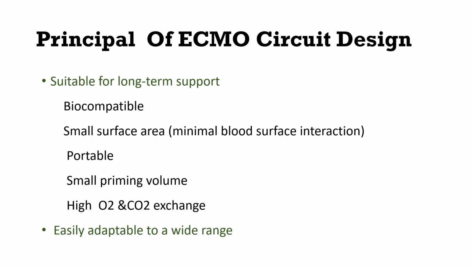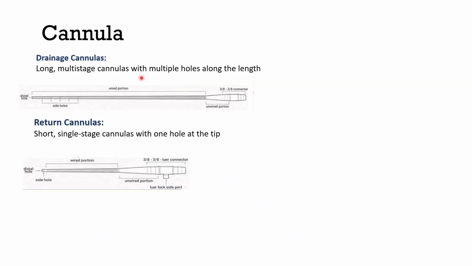First, the principle of ECMO circuit design: it should be suitable for long-term support, biocompatible, with a small surface and minimal blood-surface interaction. It's easily portable, with a small priming volume, high oxygen and CO2 exchange, and easily adaptable to a wide group. The most important part in the circuit is the cannula.